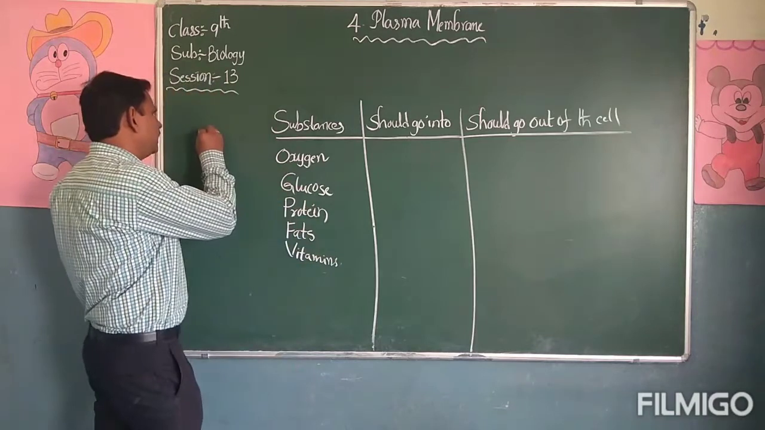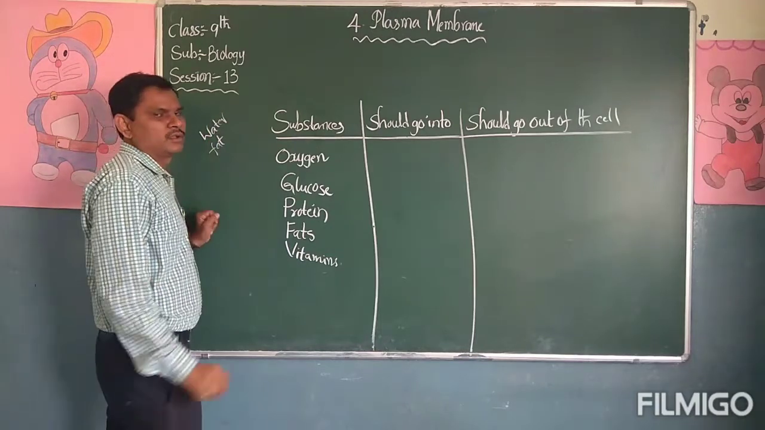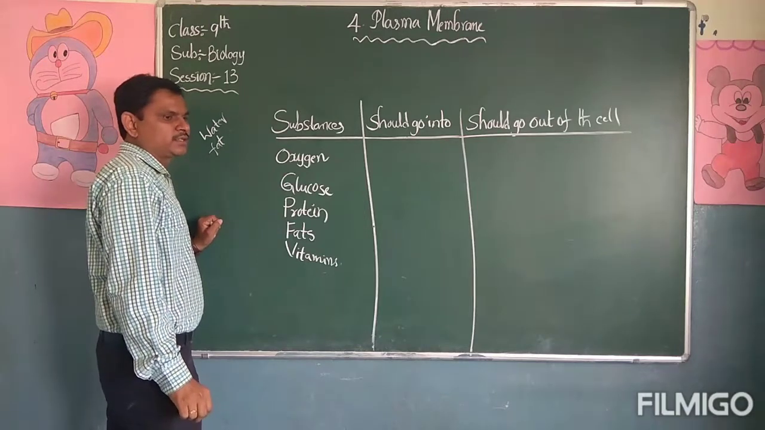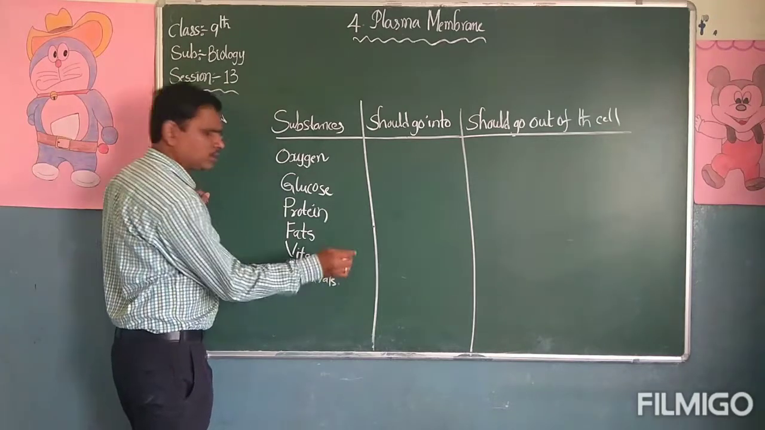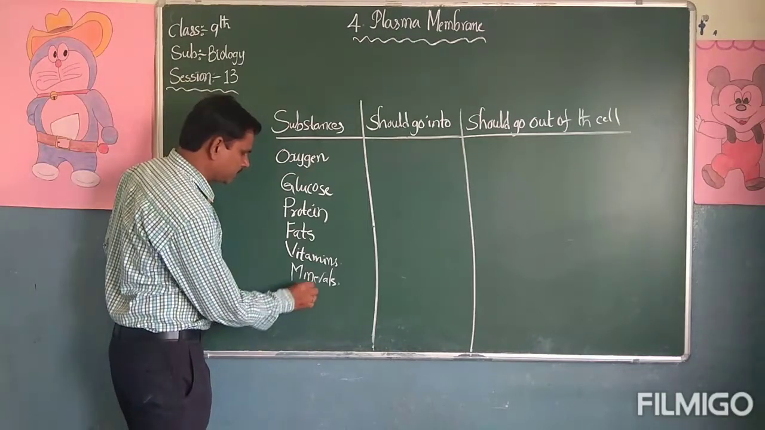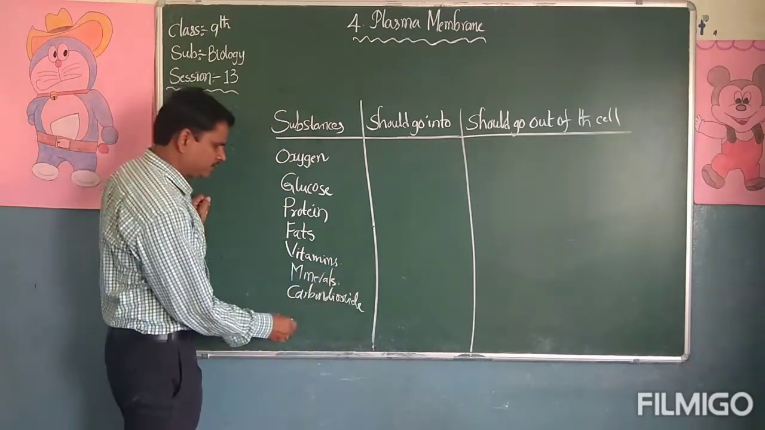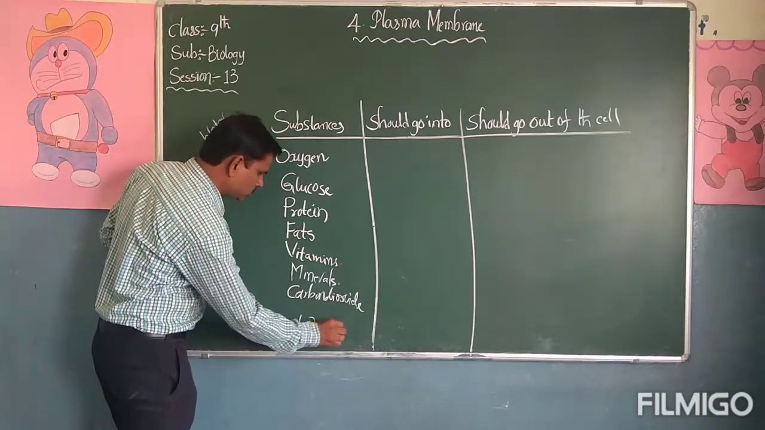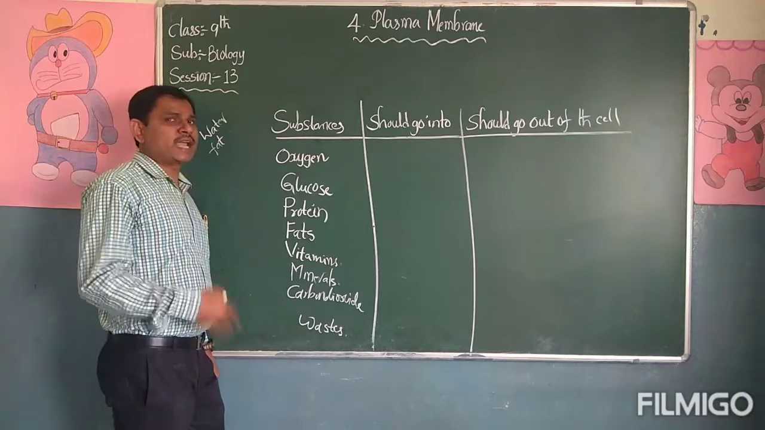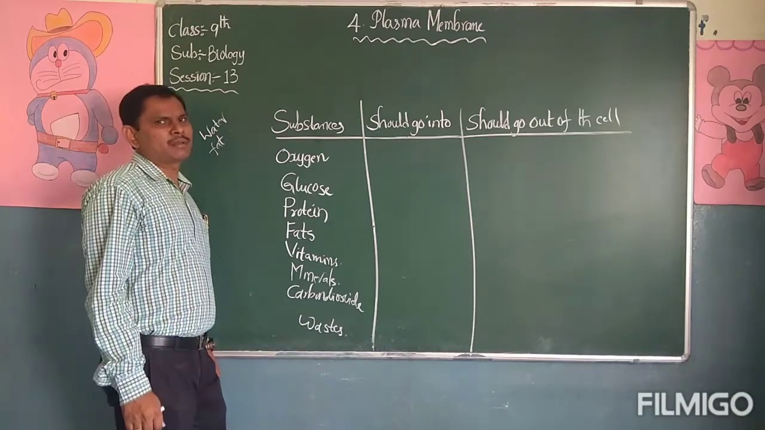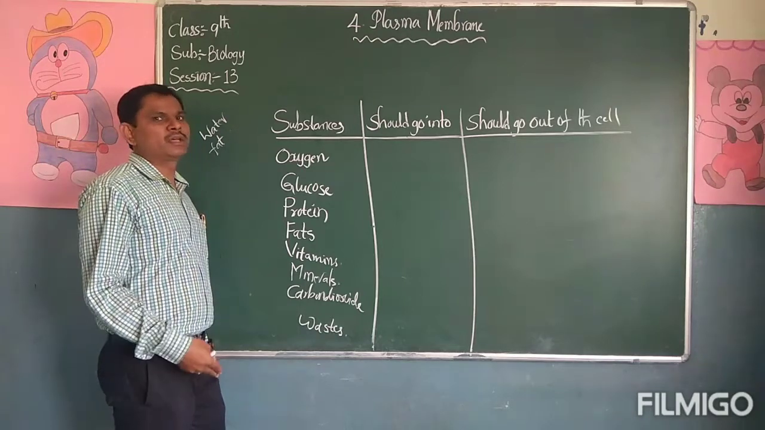Vitamins are of two types. One is water soluble vitamin, another one is fat soluble vitamin. Minerals, carbon dioxide, waste. These are some of the substances. Whether they are going inside the body, inside the cell, through the plasma membrane or cell membrane, or else they are going away from the body, away from the cell.